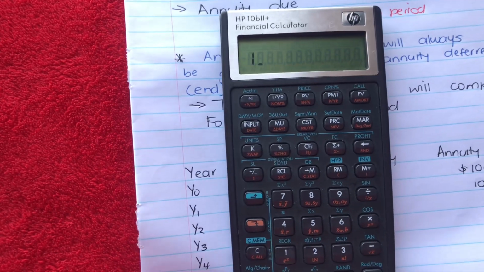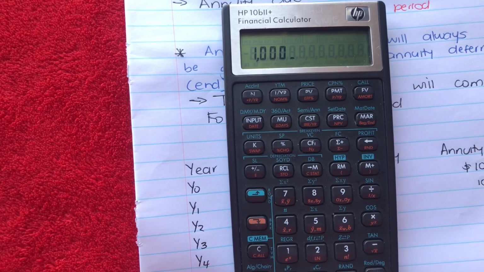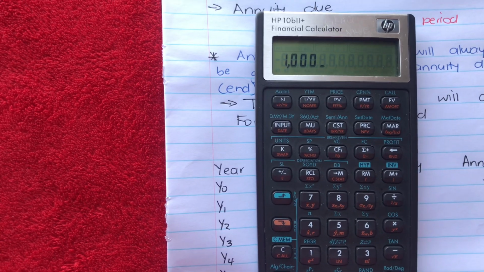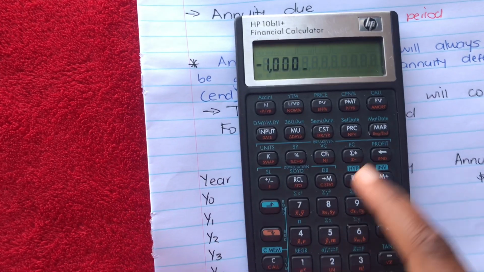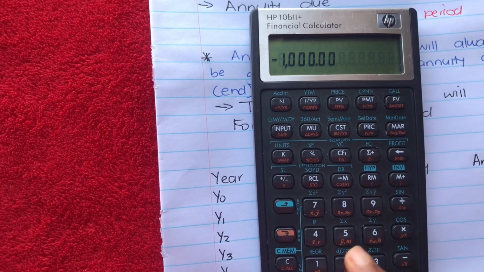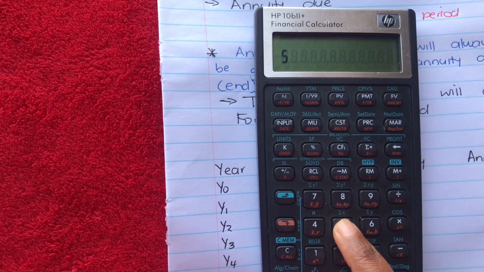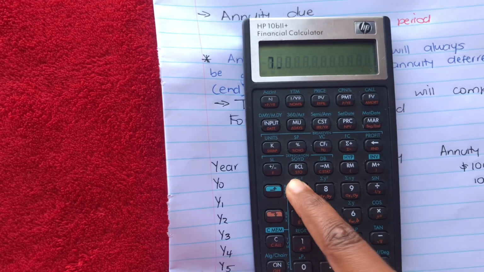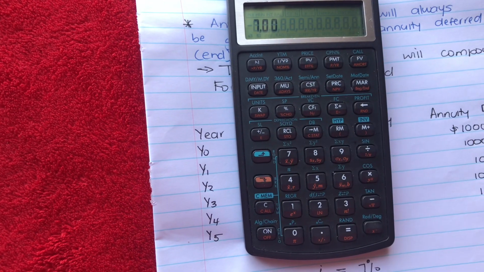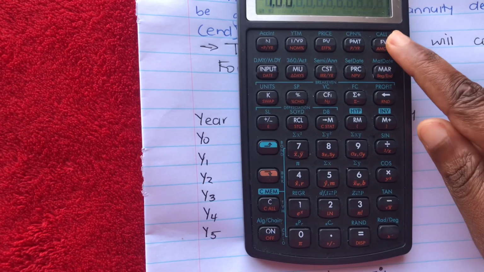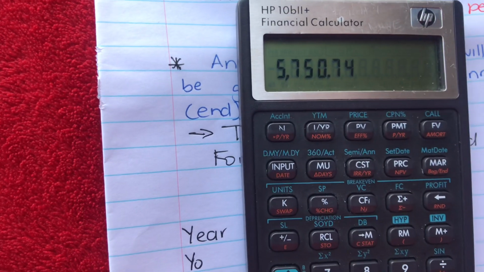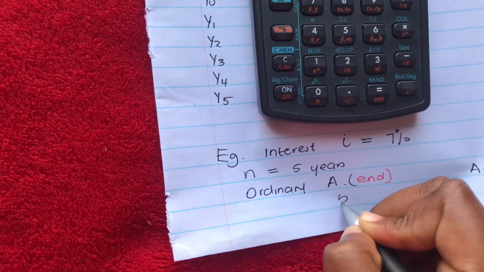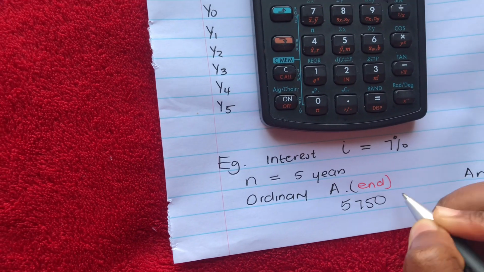So we enter 1,000. These are payments, which means the amount is coming out of us, so we make it a minus, and then we press PMT. Then we say 5 years, because we're making payments for 5 years; that's our N. Our interest is 7%, that's our I. Then we are looking for the future value, which is 5,750.74.